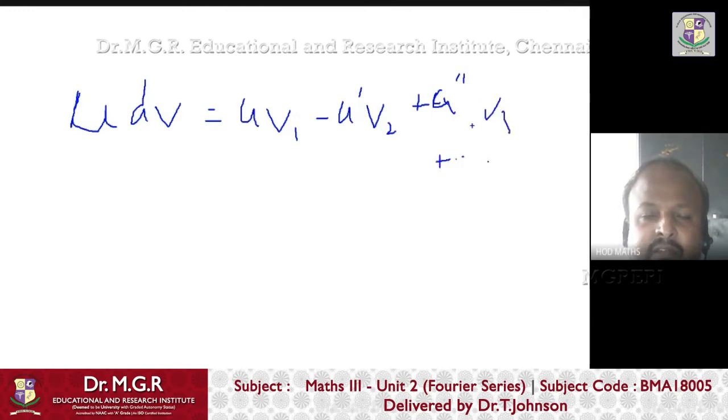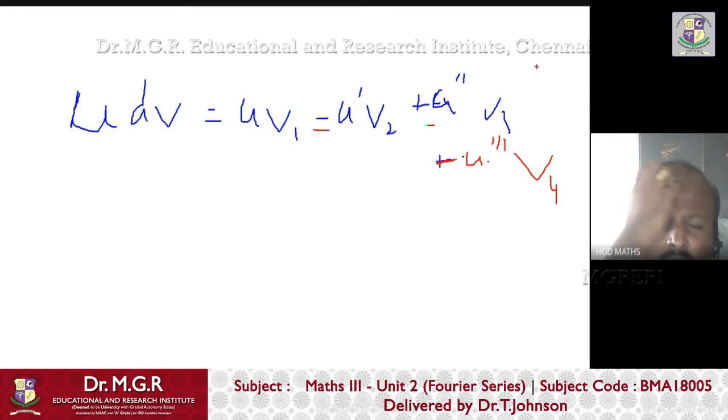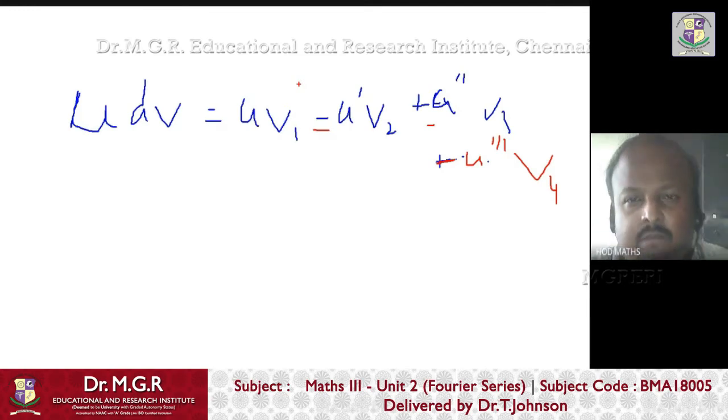Then you may ask, sir, where does it end? These alternating signs you should remember: plus, minus, plus, again minus will come, then u triple dash v4 will come, and it will keep on going. So you have to remember this, but you may ask, sir, where to stop. That I will tell you when you solve the problem. But try to remember this formula: u v1 minus u dash v2 plus u double dash v3 minus u triple dash v4, right?